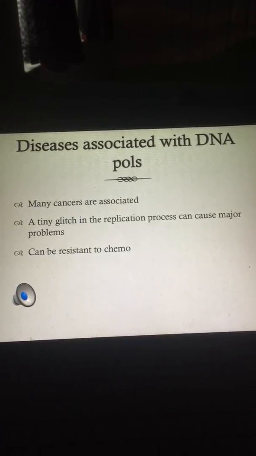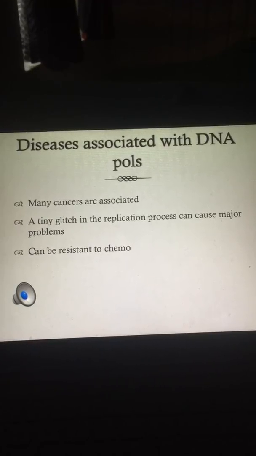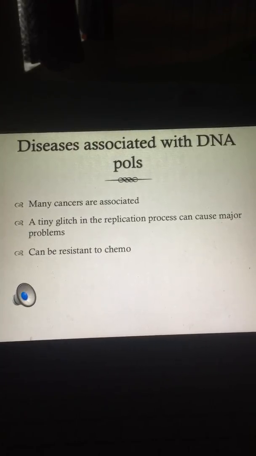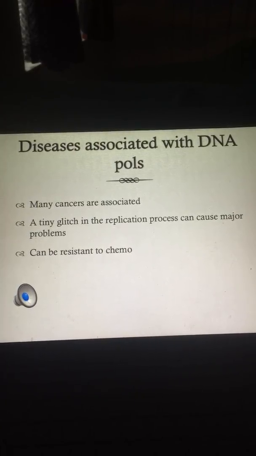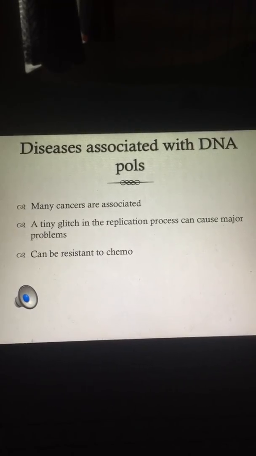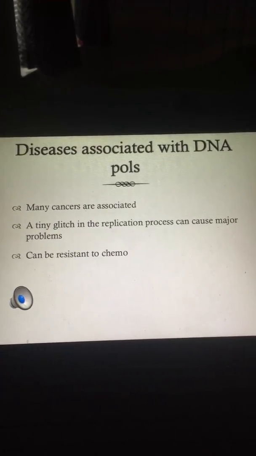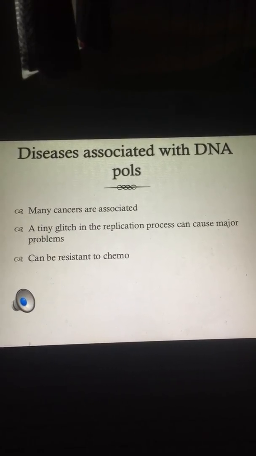Things like Alzheimer's, it has been known to cause immune diseases and more things like that, but a lot of it has to do with different types of cancers. Also, it can be resistant to chemo, which has been a big problem.